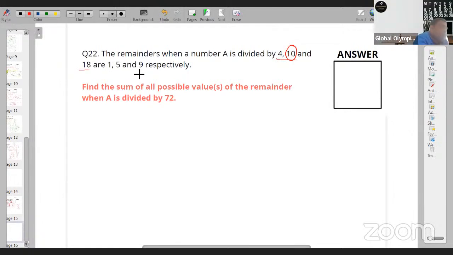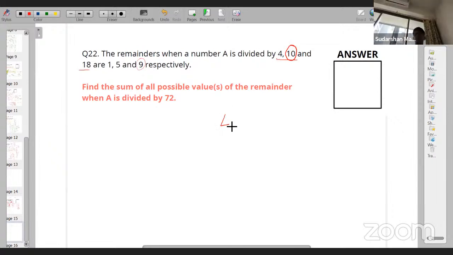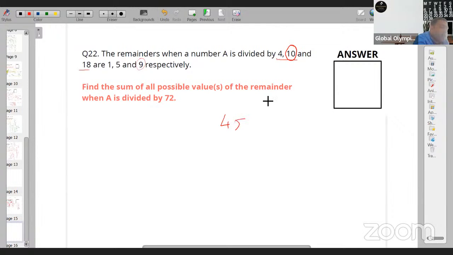It has to be divisible by 9 also, but not by 18. It doesn't have to be divisible by 2. So we look at odd multiples of 9, which are multiples of 5 also. So 45 is the first one. When we divide it by 4, we do get a remainder of 1. When we divide by 18, we get a remainder of 9. When we divide by 10, we get a remainder of 5. So 45 becomes your first number.